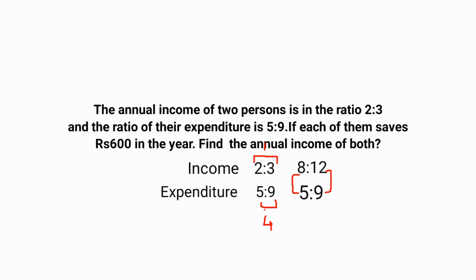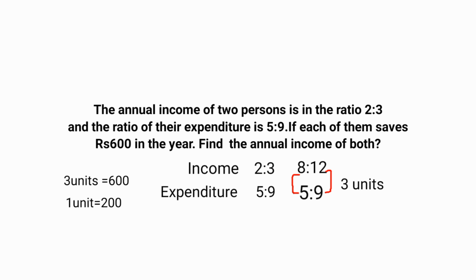We can see that the difference between income and expenditure of the first person is 8 minus 5, that is 3 units. And for the second person, the difference between the income and expenditure is 12 minus 9, that is 3 units. But this difference is actually the amount which they saved in a year. So we can write 3 units is equal to 600. So from this, 1 unit is equal to 600 by 3, that is equal to 200.